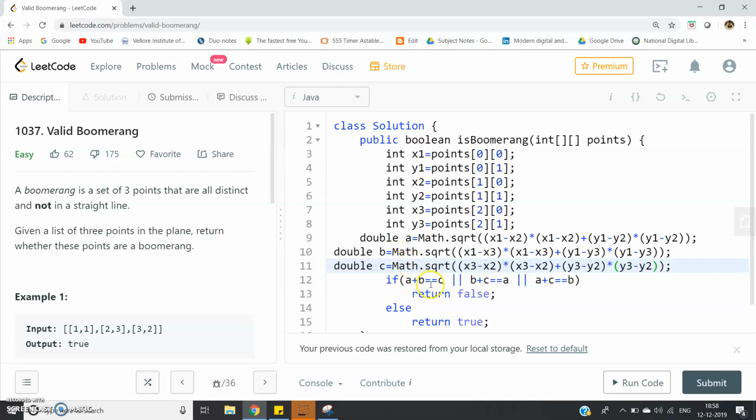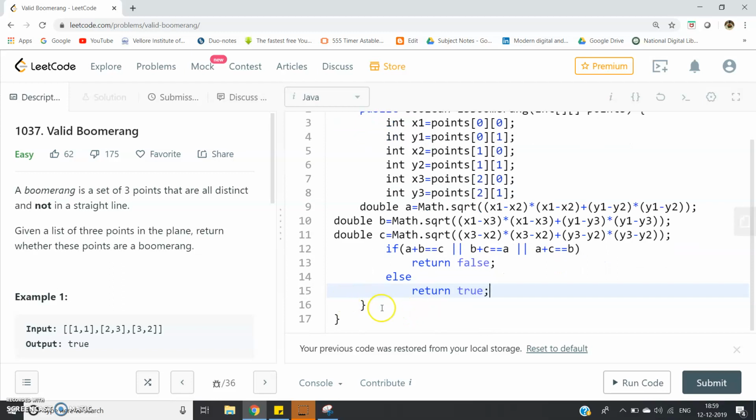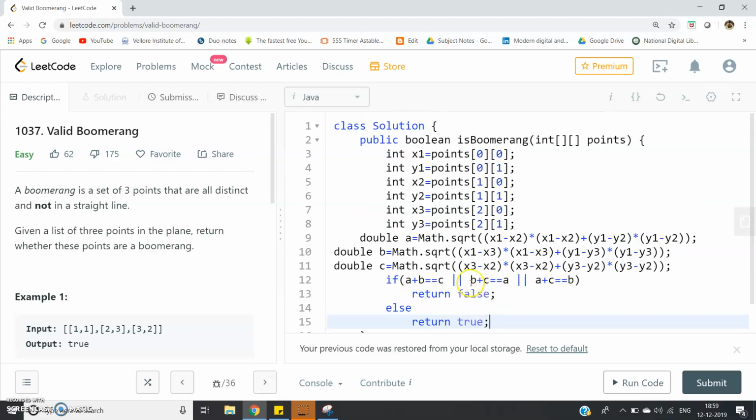All right. Then, as I have told you, I am not checking which one is greater among a, b and c. I am directly putting this condition. If any of these conditions is satisfied, then no doubt they are on the same straight line, and that is not going to be a boomerang. So if a plus b equals c, or b plus c equals a, or a plus c equals b, return false, else return true. That's all, and close the brackets. Why return false or true? Because we have to return the boolean data type, so only false or true we can return.